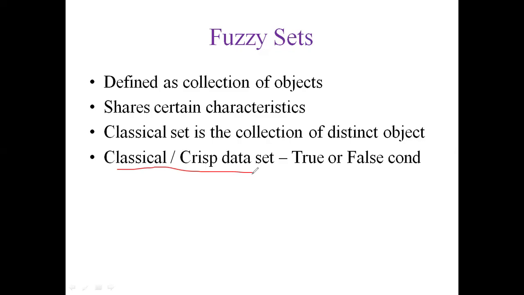First of all, what is meant by a set? It is a collection of objects, simply a data set. For example, what is the threshold height? 5.6, and threshold heights of about 5.7, 5.8 and 5.9. These are detailed classifications in the fuzzy sets. So it shares certain characteristics, for example, height as the common characteristic.